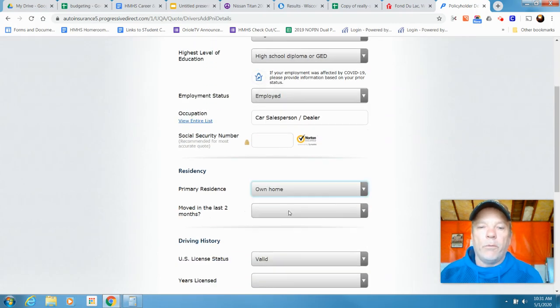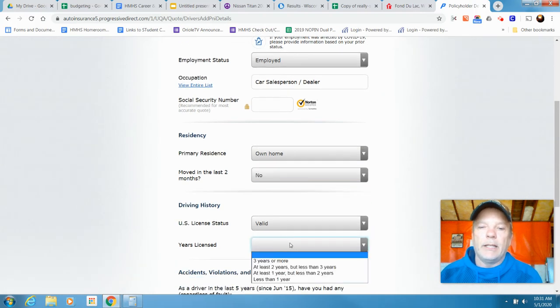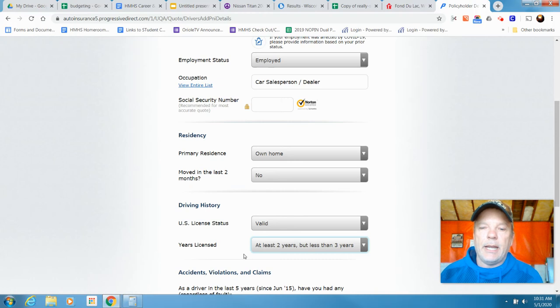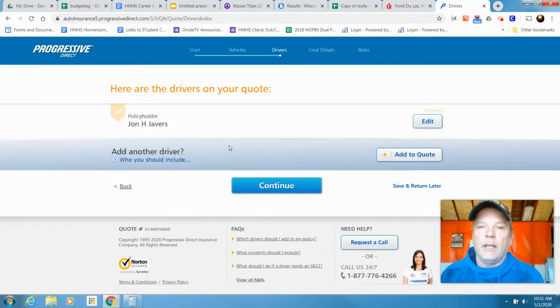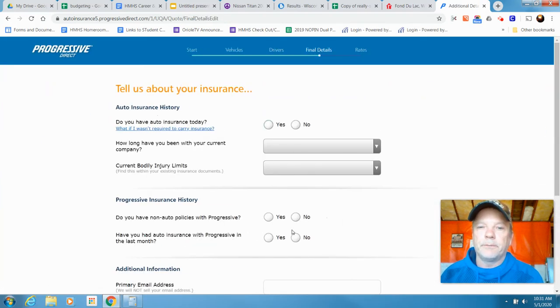And then I'm going to say I own my home. I'm going to say no, I haven't moved in the last 2 months. I have a valid license. I'm going to say I've had my license for at least 2 years, but less than 3. I have not had any violations or tickets. If you have, you should put those in. And then I'm going to hit continue. Just need the one vehicle. Do I have auto insurance? I'm going to say yes. I'm going to say 1 to 3 years. And 100 to 300. I think that's the minimums for Wisconsin.